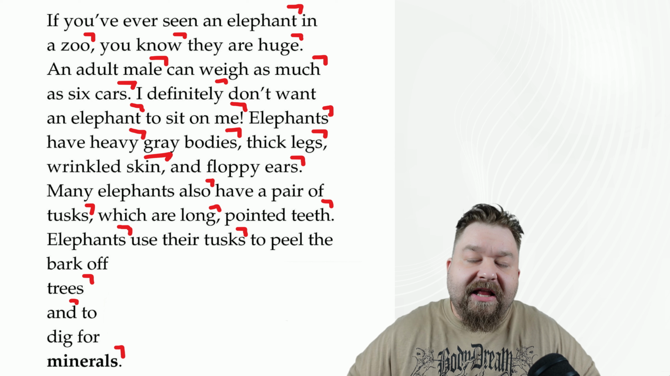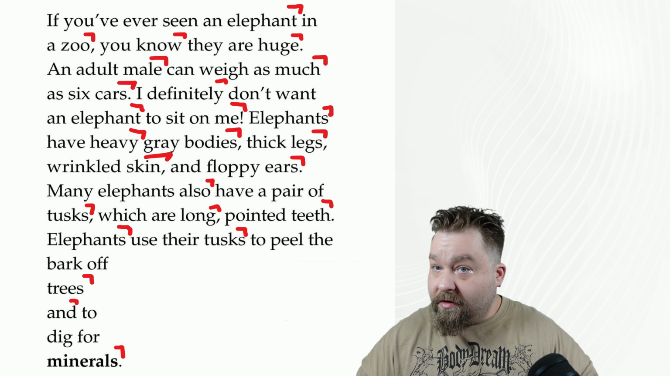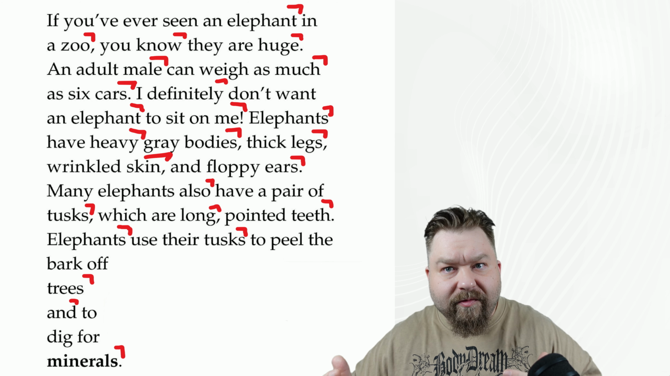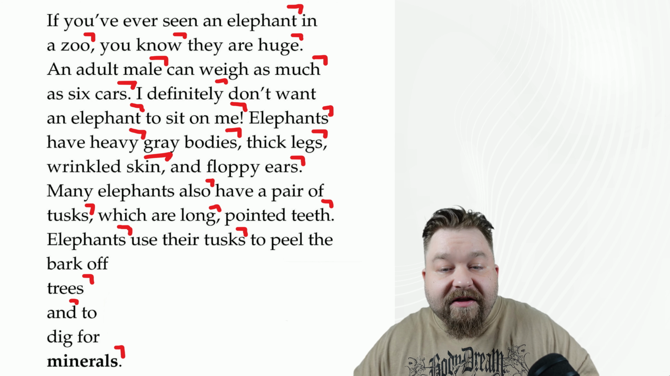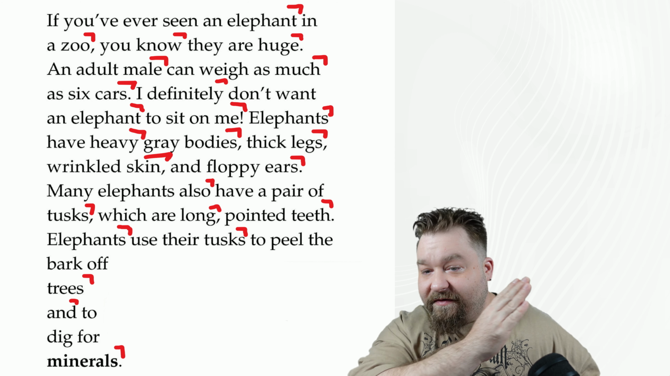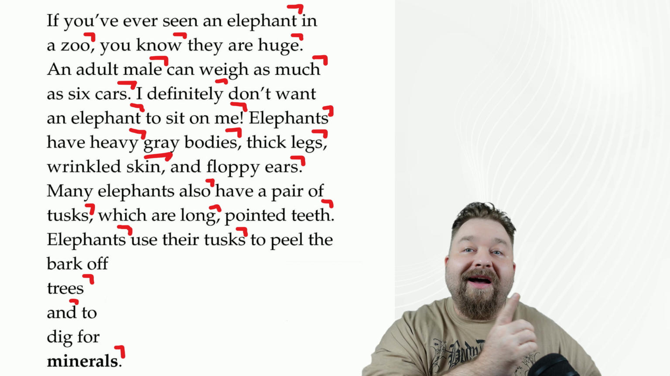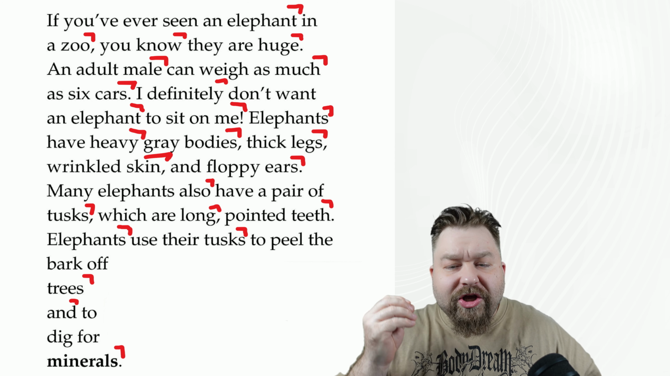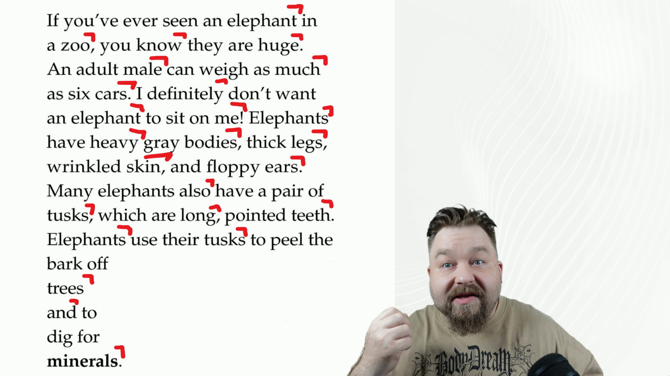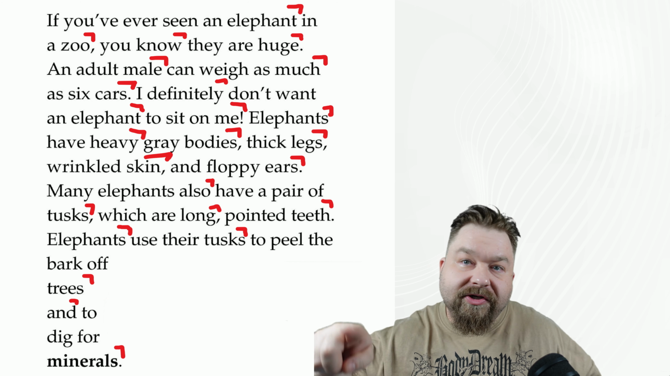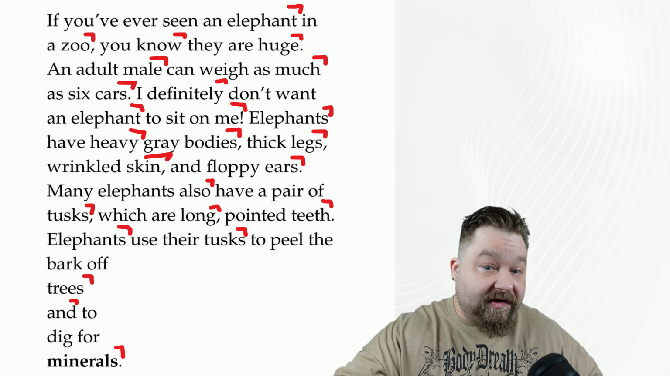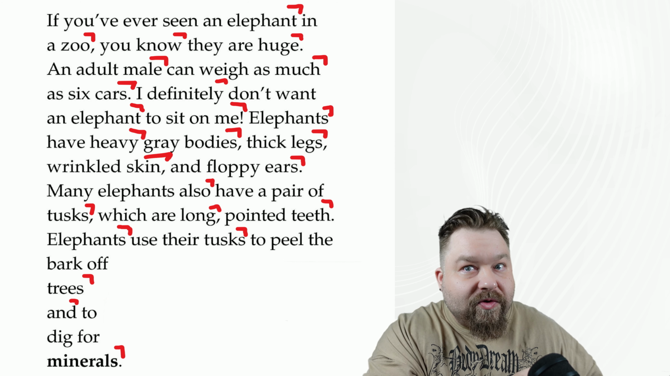If you've ever seen an elephant, that was long. That means the next piece has to be small, right? Exactly. You're starting to understand this rhythm, right? If you've ever seen an elephant in a zoo, that was where we shortened the next part, right? If you've ever seen an elephant in a zoo, we're good. You know they are huge. We're making a statement about something that's surprising, right? They're huge. Our tone has to go up on this too. So, if you've ever seen an elephant in a zoo, you know they are huge.